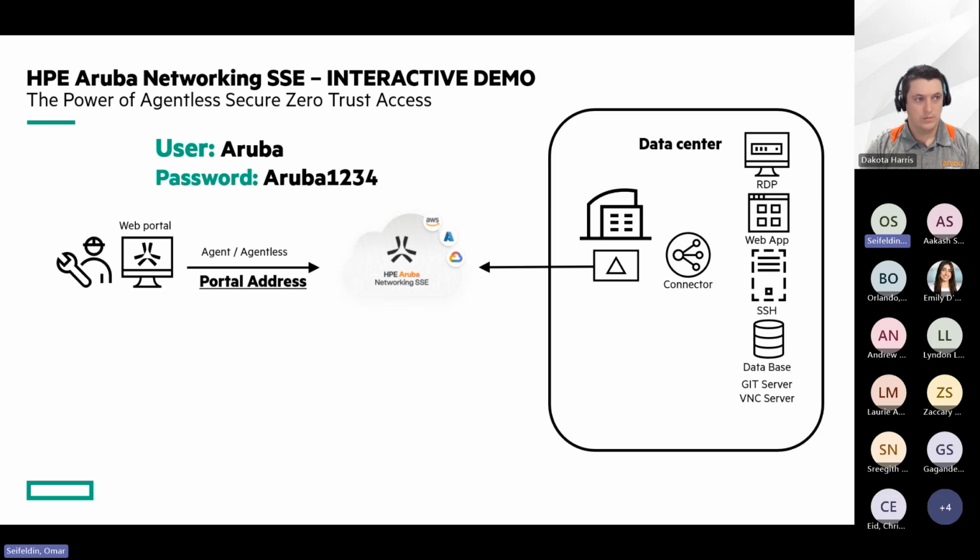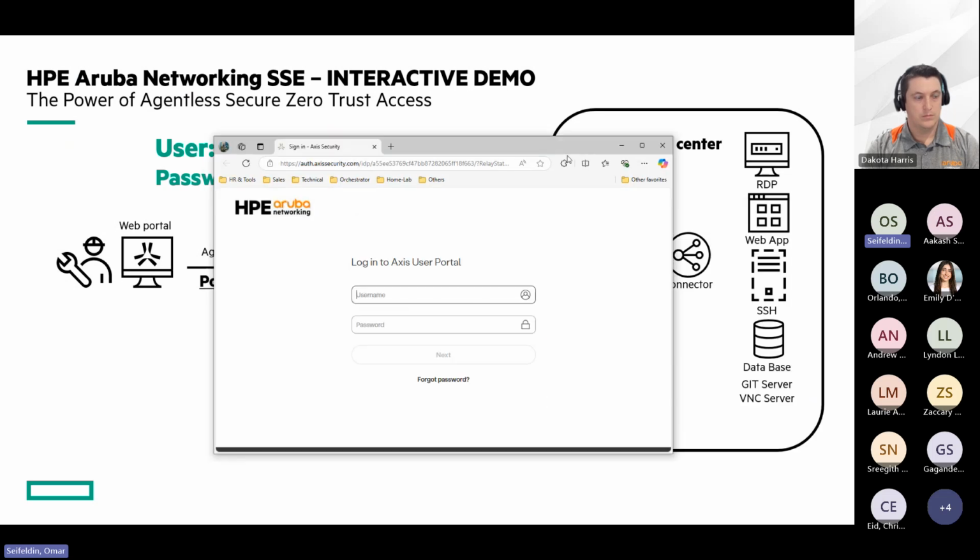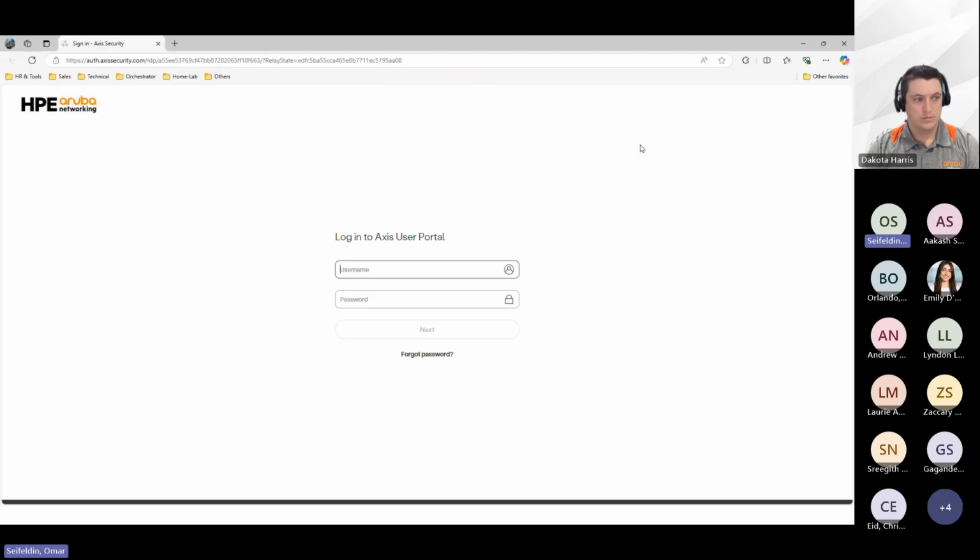Let's quickly, I think we are good in time. Let's quickly, I will show you how things work. I don't have the agent running on my laptop. So the first thing, if you have a contractor or a guest user and you want to provide access to these users to different resources, for example, you will share a web portal, and that's my web portal here.